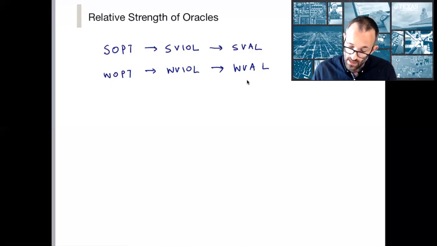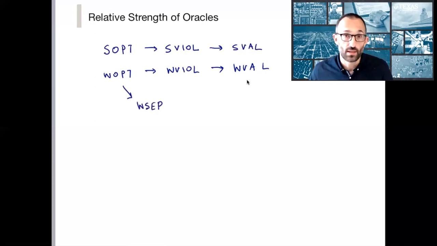Note that by bisection, we also have, well, let's get to that in a second. So with a bit of thought, you can also show that an optimization oracle, the weak optimization oracle, implies the weak separation oracle. So I'll let you think about that.